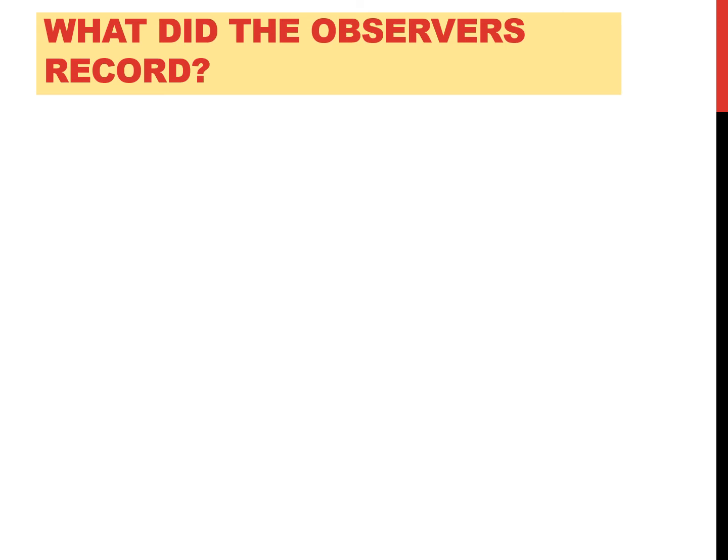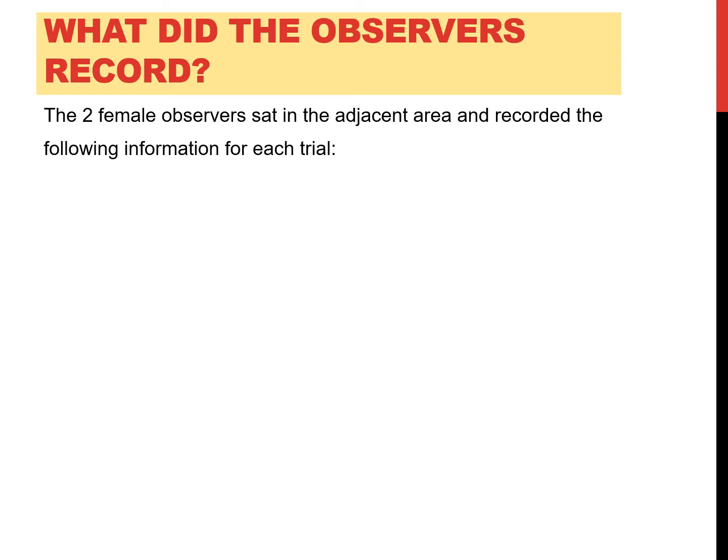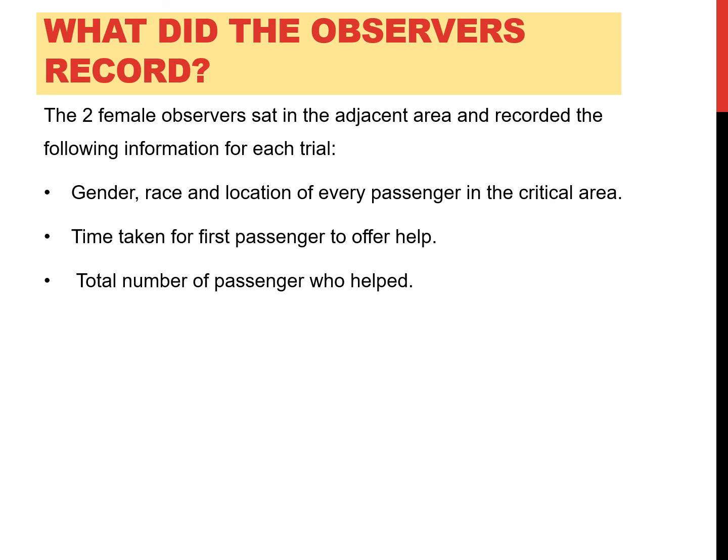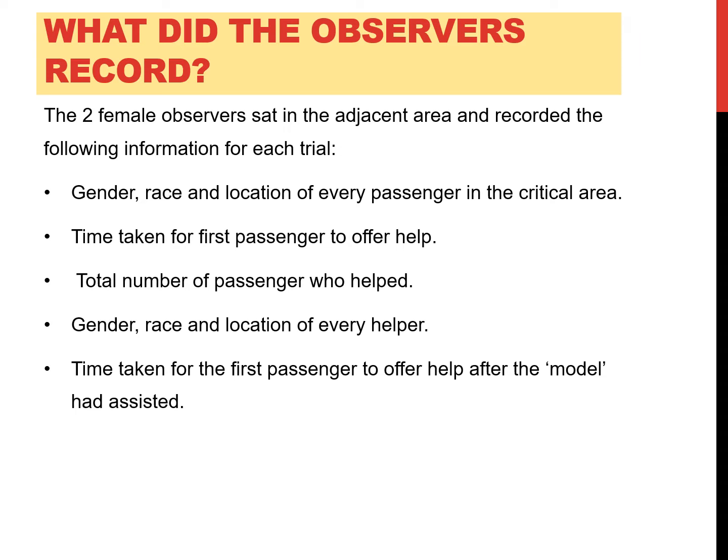What did the observers record? Earlier there were two observers, both female, who sit at the adjacent area, right? So what you observe would be, number 1, the gender of the participant, their race and the location of every passenger in the critical area. They must take note of each one, okay? And then the time taken for the first passenger to offer help, how long it takes for the first one to offer help. And then the total number of passengers who help, the gender, the race, and the location of every helper, and the time taken for the first passenger to offer help after the model had assisted.